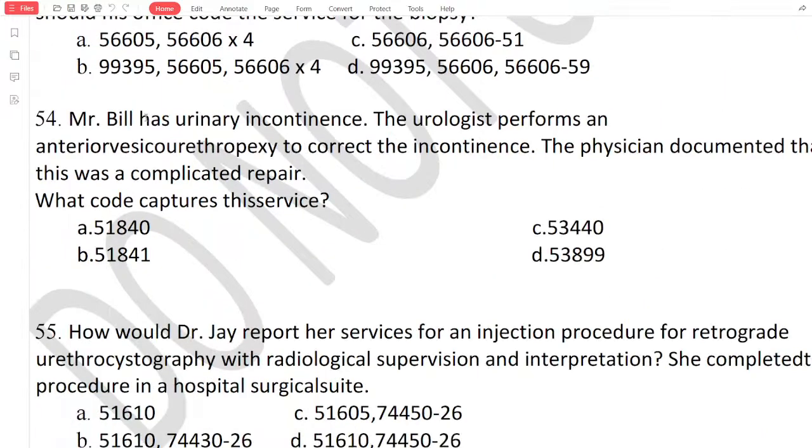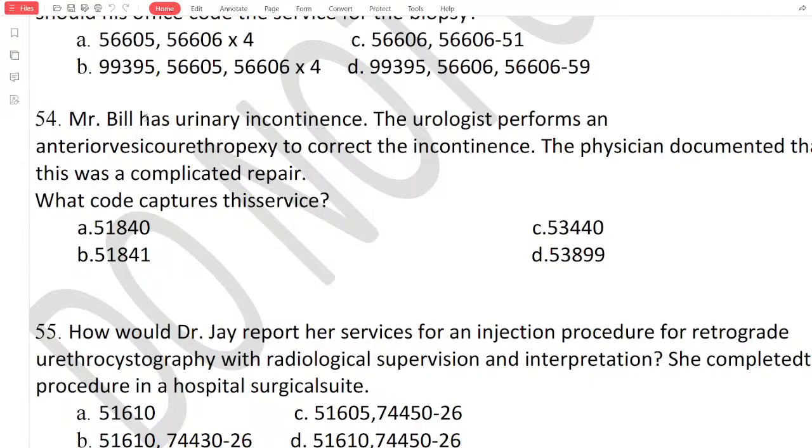Next, Mr. Bill has urinary incontinence. The urologist performs an anterior vesicourethropexy to correct the incontinence. The physician documented that this was a complicated repair. Actually, the procedure was too lengthy.